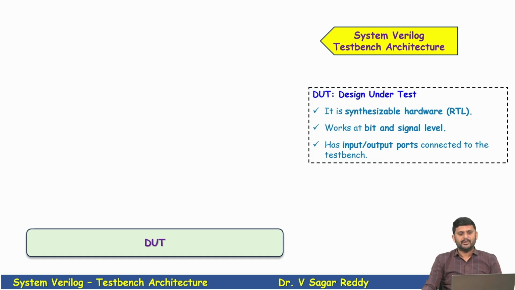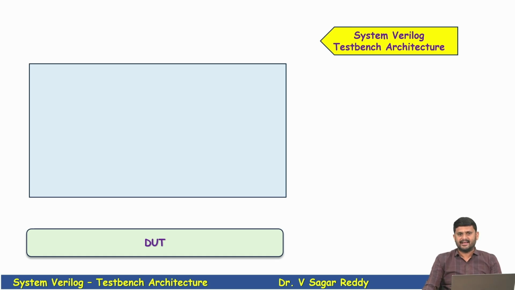The second one is that the DUT works at the bit and signal level, so it doesn't understand transactions or objects. It only understands zeros, ones, clock edges and control signals. The third one is that the DUT has input ports and output ports directly connected to the test bench. Whatever the test bench sends, the DUT processes and sends back. If the DUT is a black box, we know what goes in and what should come out, and the test bench is what proves that it actually does.